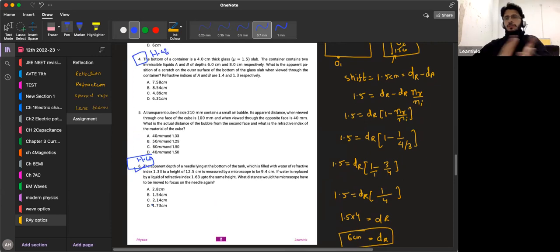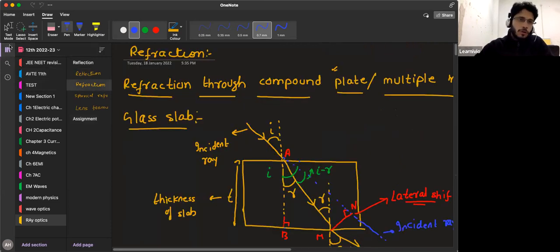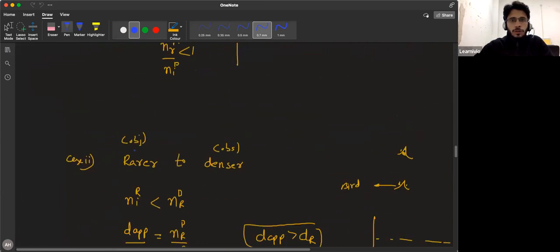Okay, so this is the concept of apparent shift. After apparent shift, the next topic is TIR, the most important topic. TIR.